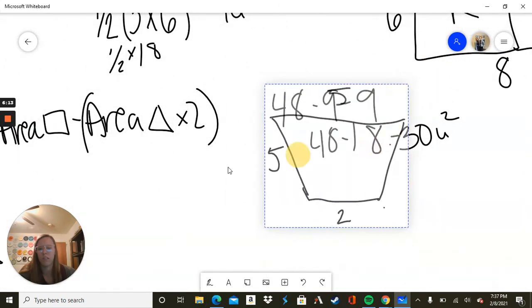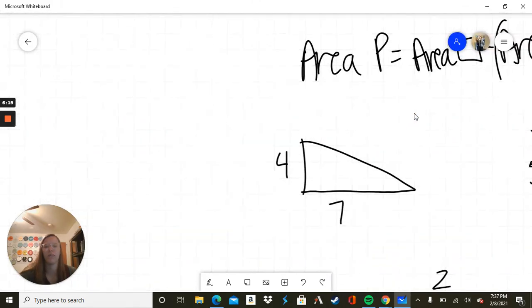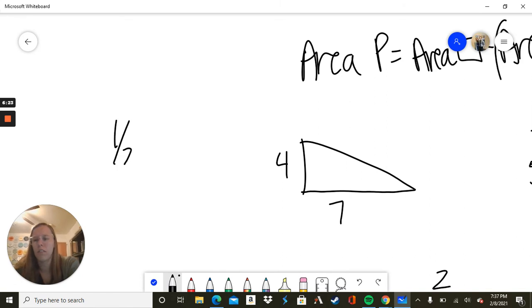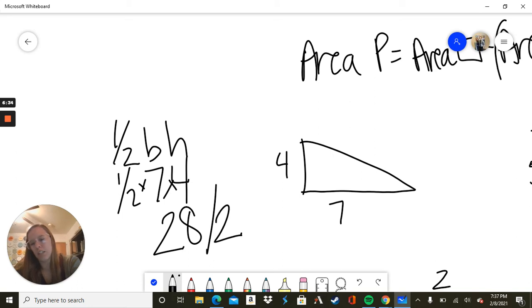So first of all, whoops, did not mean to do that. We're going to find the area of this triangle. Our formula, half base times height. So our base is 7, our height is 4 times half. 7 times 4 is 28. Divided by 2 is 14 units squared.